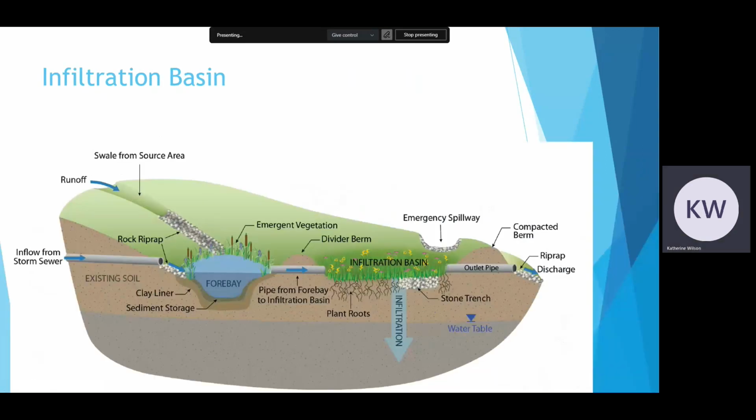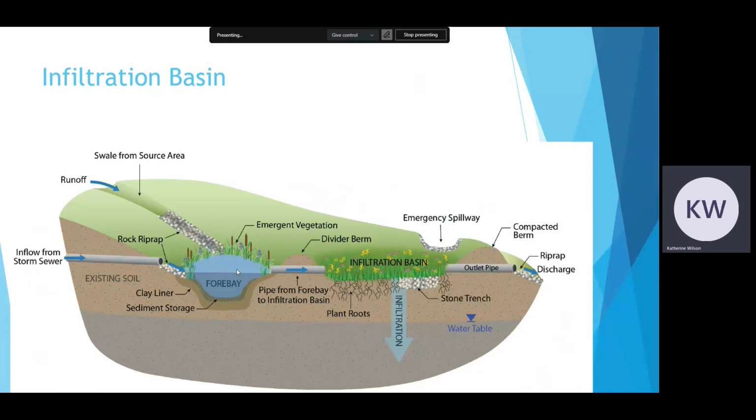Okay, let's talk infiltration basins. I've mentioned it a couple times before, but let's walk through it. Infiltration basins are not designed to hold water. Sometimes you have a forebay that does hold water, and sometimes you don't. It just depends on the design. So keep that in mind.